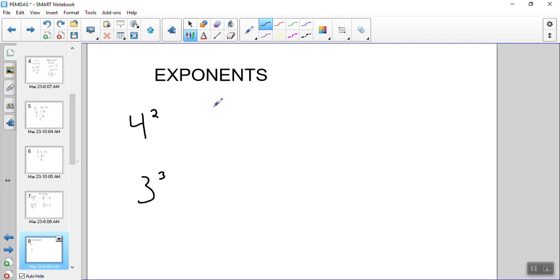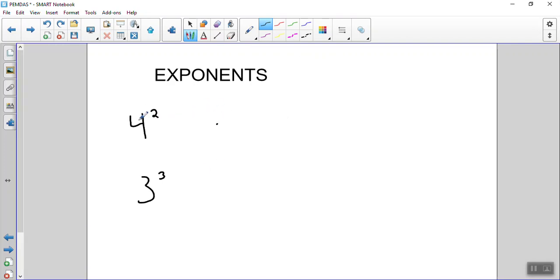The E stands for exponents. So 4 to the power of 2, or 4 squared, is 16. Because that 4 squared means 4 times 4. And 4 times 4 is 16. 3 to the power of 3, or 3 cubed, is the same thing as 3 times 3 times 3. And that is 27.